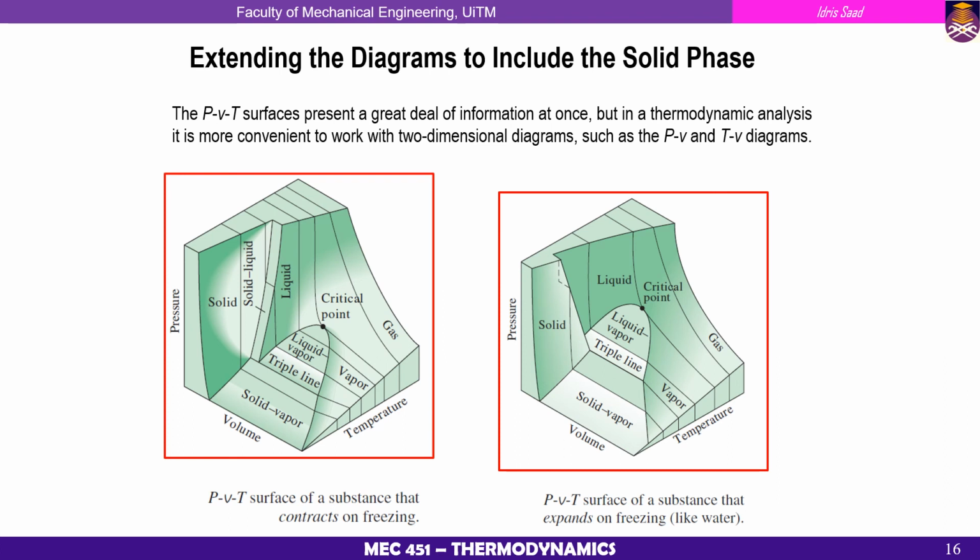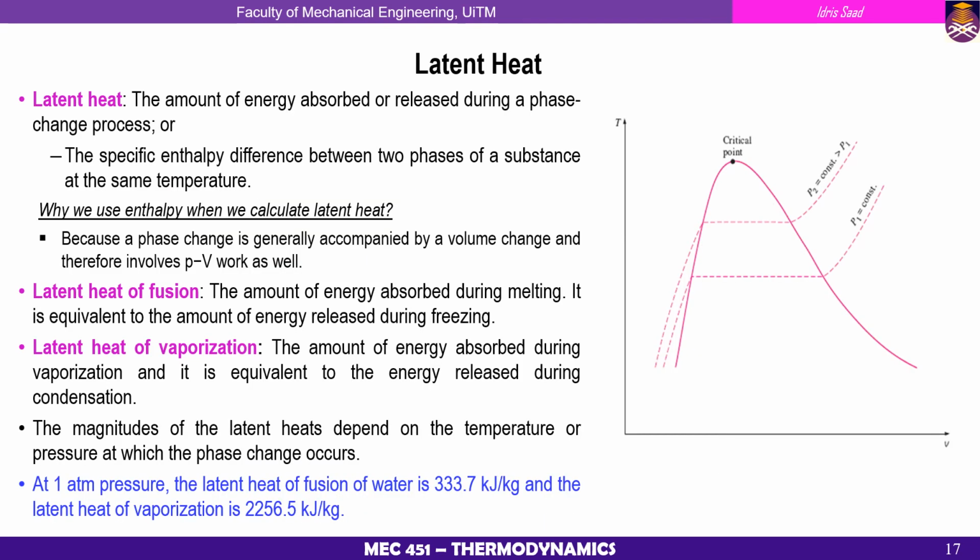But in a thermodynamic analysis, it is more convenient to work with only two-dimensional diagrams rather than a three-dimensional property diagram, such as the PV and TV diagrams. So as a conclusion, for our course, we will only deal with 2D property diagrams. So that's all about the phase change process of a pure substance.